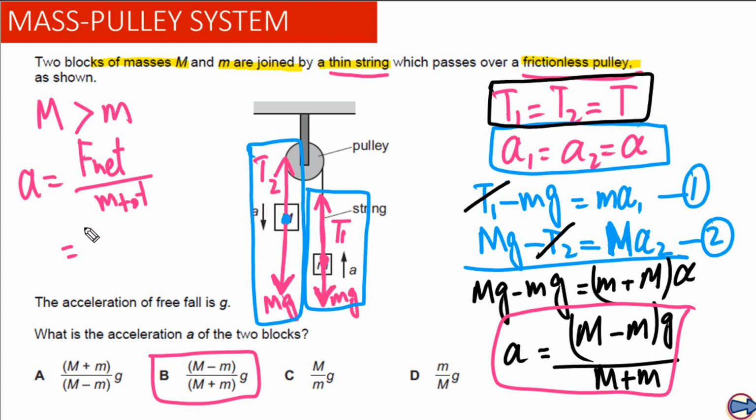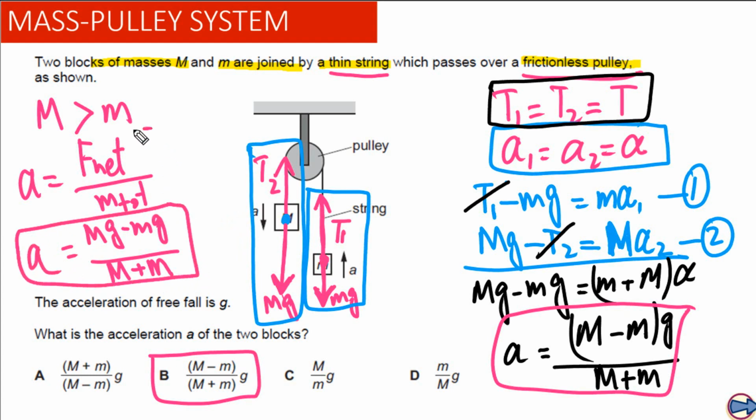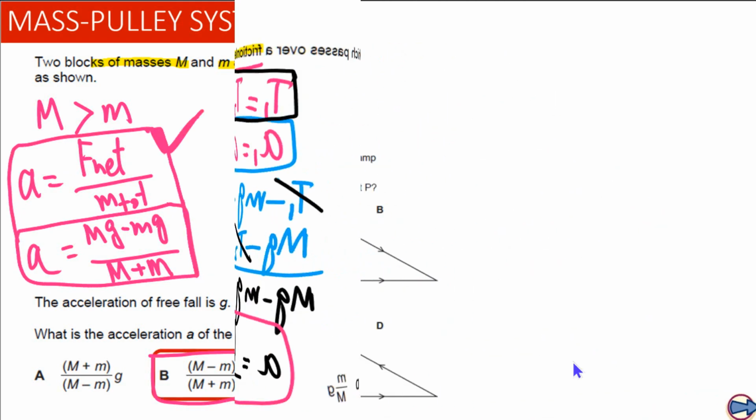So it simply means we can write down mg minus small mg. This is the resultant force acting on the system, as the pulley has no friction. And what is the total mass of the system? As the string has no mass, the total mass of the system is capital M plus small m. So this is how we can find A directly with this one. This is a shortcut way we can simply use, and we can find the acceleration of the system.